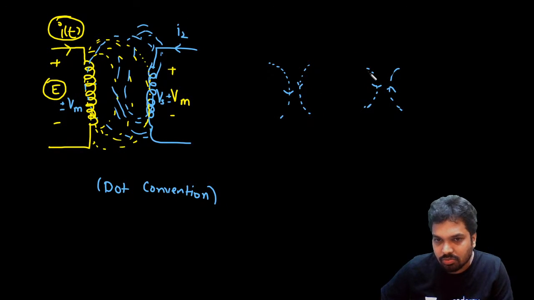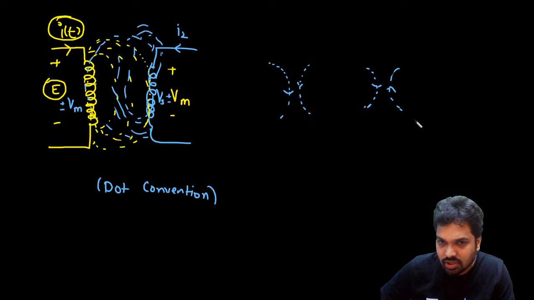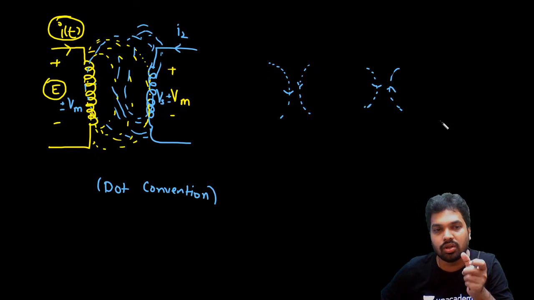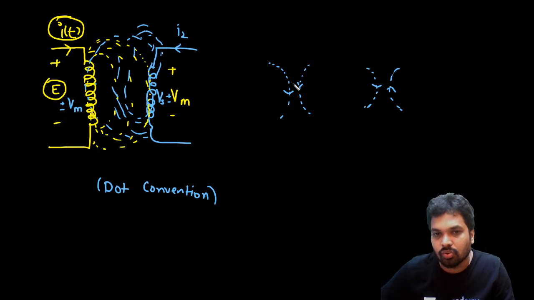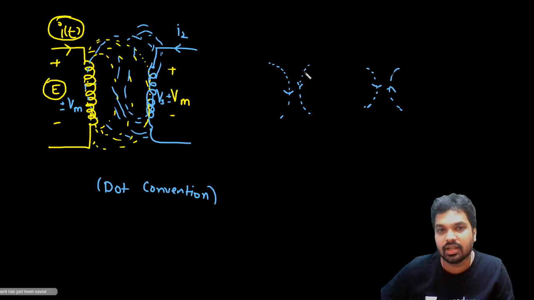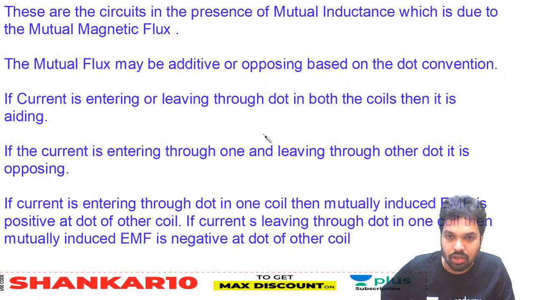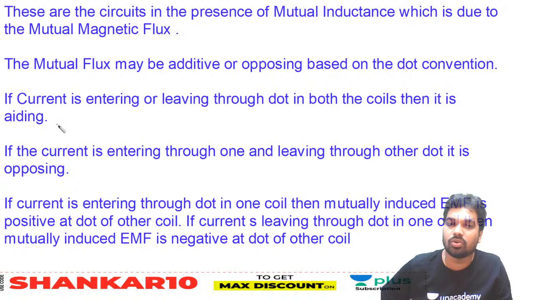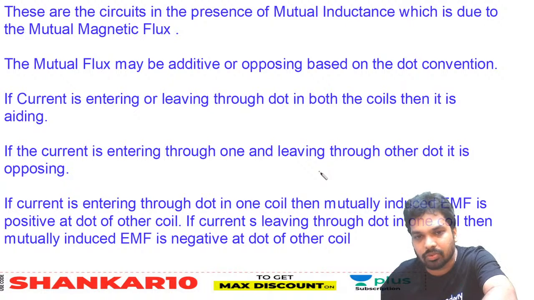Firstly, I told there is a possibility for additive and opposing. So based on this, we follow the rules: if they are additive, we keep the dots such that current may be entering from both the dots or current may be leaving from both the dots. If they are opposing, current will be entering from one and leaving from the other. These things I will explain with an example. Don't worry.